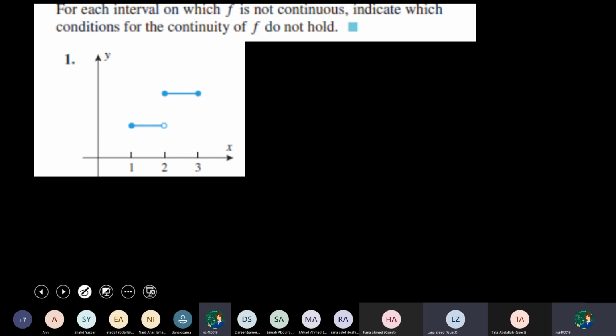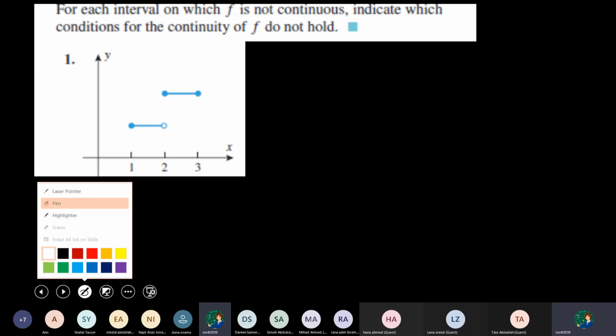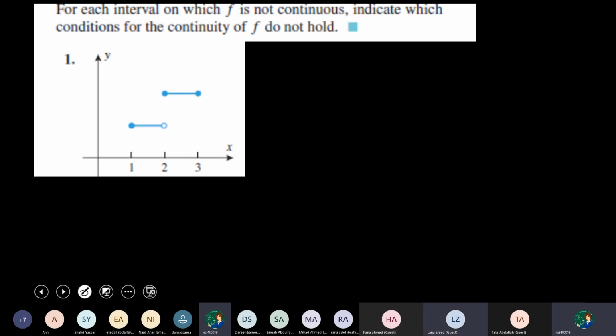Let's choose Shahid Hisham. Yes, teacher. Are you opening from two devices? Yes. Okay. Now, look at the first one here. I want you to find f of 1. I want to check the continuity at point 1.